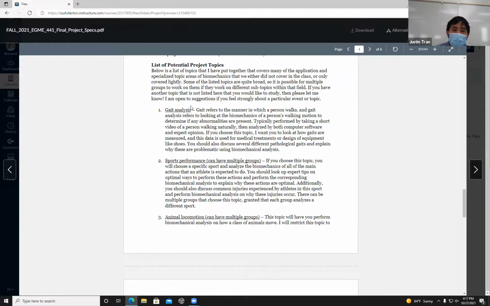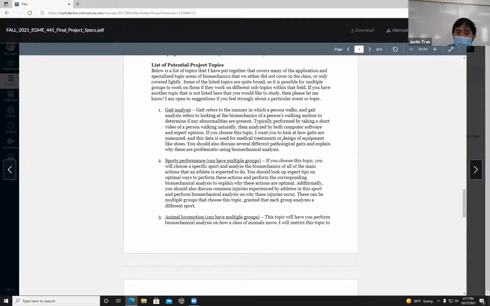Biomechanics researchers, or even shoe salesmen, are really interested in seeing how people walk so they can design certain devices for them. There's a whole field about this, people taking videos of people walking and then seeing if you have some kind of walking disorder and things like that. This is a really rich topic area that I'm hoping someone picks because it's really interesting and there's a lot of literature out there as well.